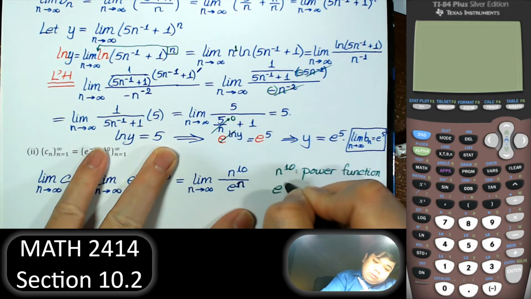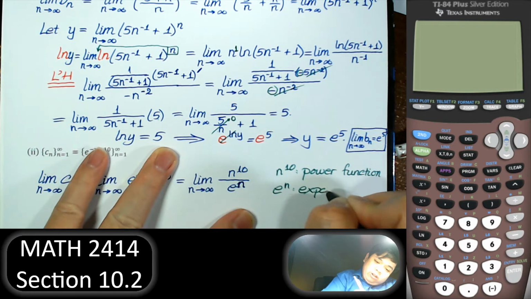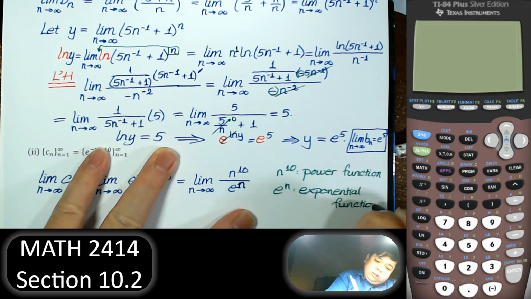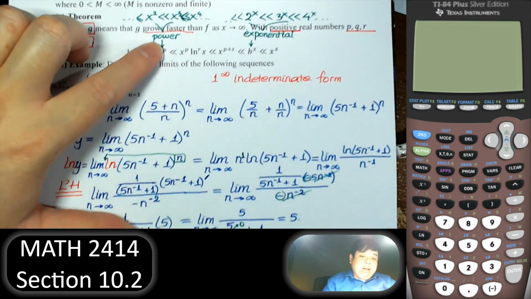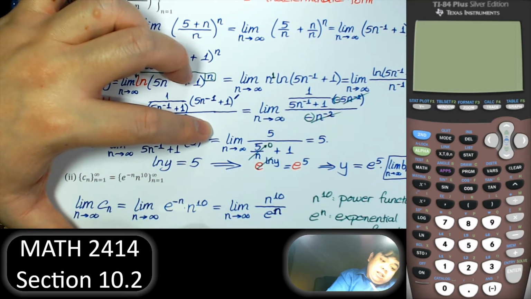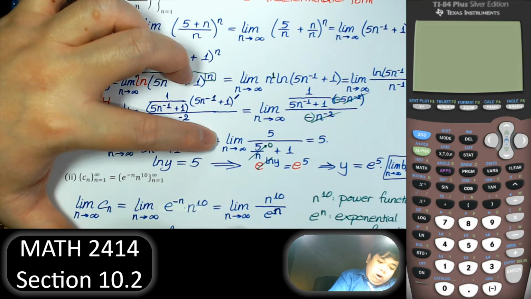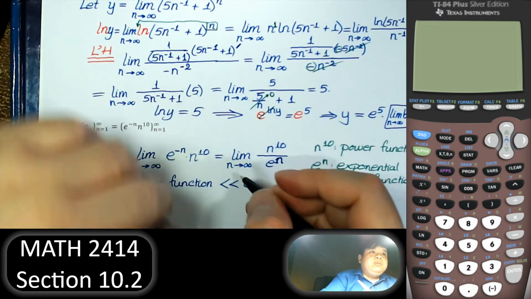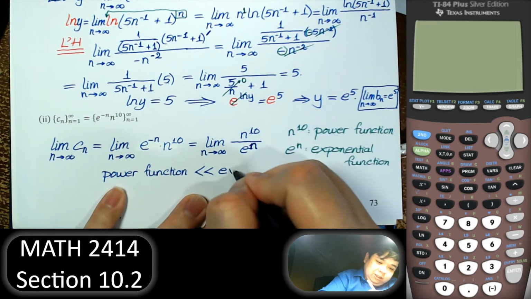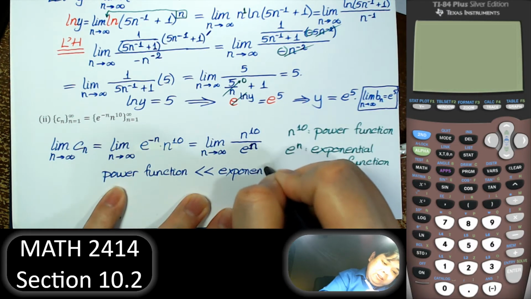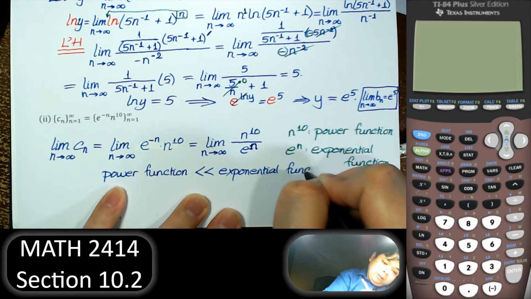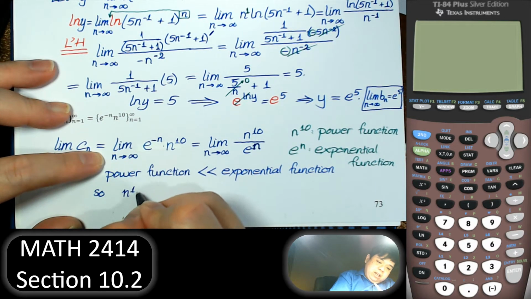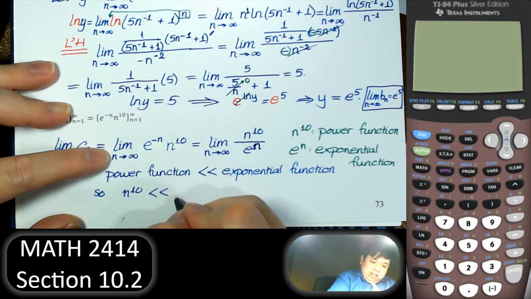e to the n is the exponential function, and in the ranking the power function grows a lot slower than the exponential function. So we have n to the 10 is significantly less than e to the n.